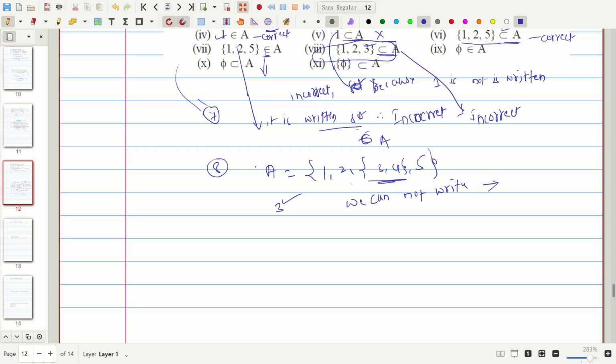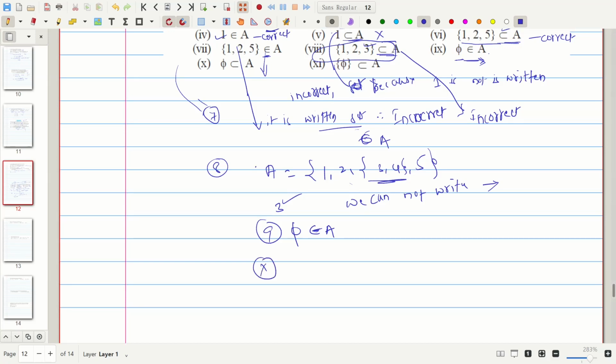The ninth one is: empty set belongs to A. So it is an incorrect statement, because phi contains no elements, no elements in the empty set, so therefore it does not belong to A. It is an incorrect statement.